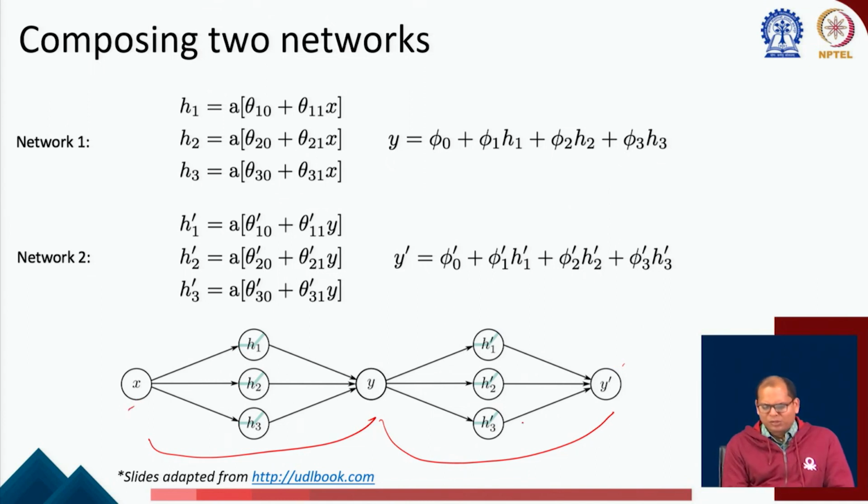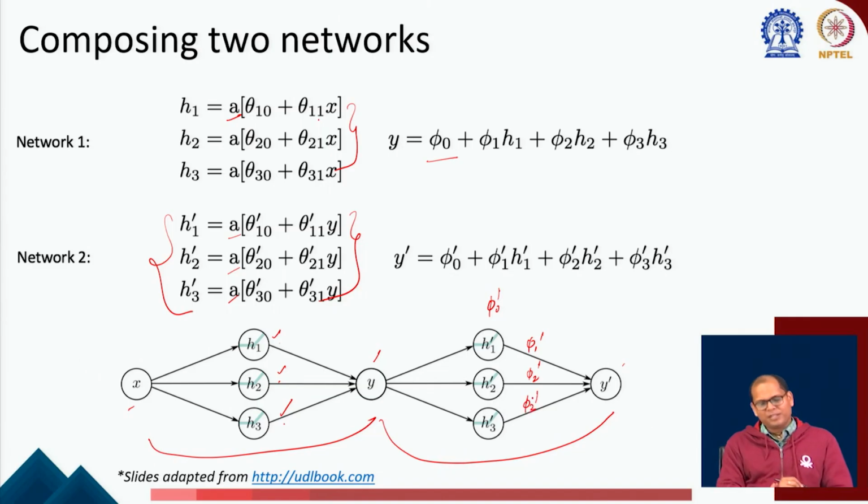Both network 1 and network 2 have very similar equations. In network 1 you have h1, h2, h3, which can be written as a ReLU nonlinearity of theta 1 naught plus theta 1 1 x and so on. Similarly, h1 prime to h3 prime can be written as a ReLU of theta prime 1 naught plus theta prime 1 1 y and so on. And y is phi naught plus phi 1 h1 plus phi 2 h2 plus phi 3 h3. Similarly, y prime is phi naught prime plus phi 1 prime h1 prime plus phi 2 prime h2 prime plus phi 3 prime h3 prime. So these are two different networks.